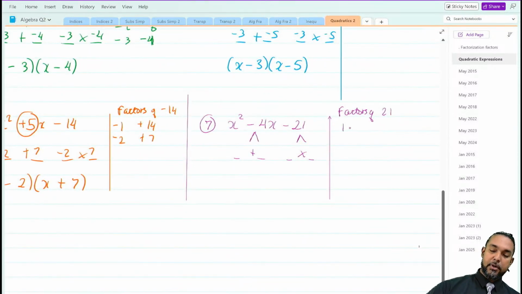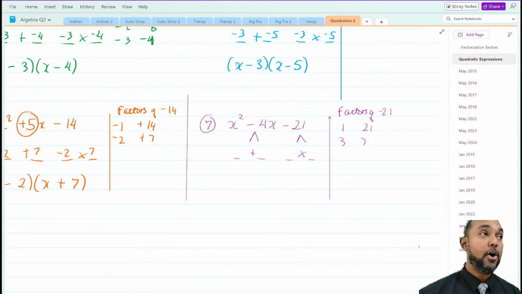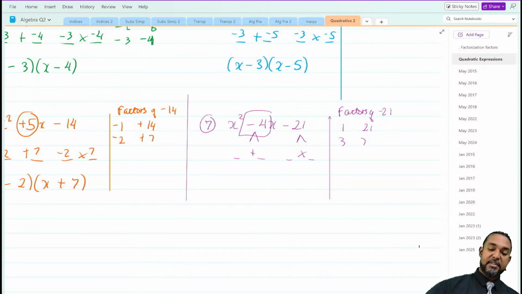So the factors of 21 are 1 by 21 and 3 by 7, but it's actually minus 21. So we know in each of these pairs, one factor will be positive and one will be negative. How do we know which one? Whatever sign that has, the larger factor is the same sign. So which of these pairs, when you add them together, give us minus 4?